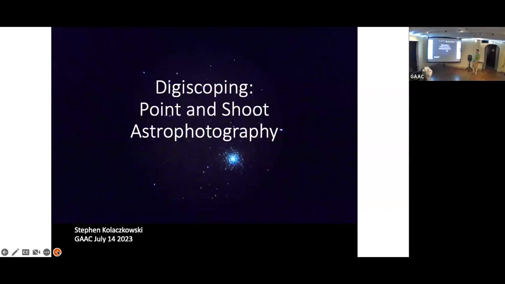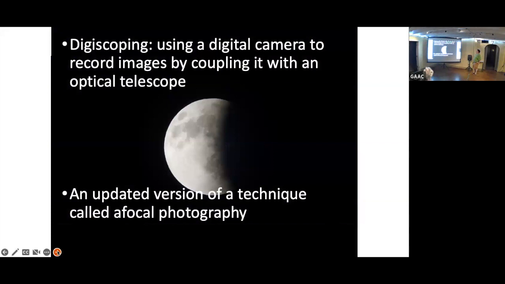Okay, I'm just going to give you a quick talk about what we call digiscoping, which is what I call point and shoot astrophotography. We have several astrophotographers in the audience, including one extremely good astrophotographer, so I'm not going to try to say too much. Digiscoping is point and shoot astrophotography: you use a digital camera to record images by coupling it with just a telescope. It's an updated version of a technique called afocal photography.